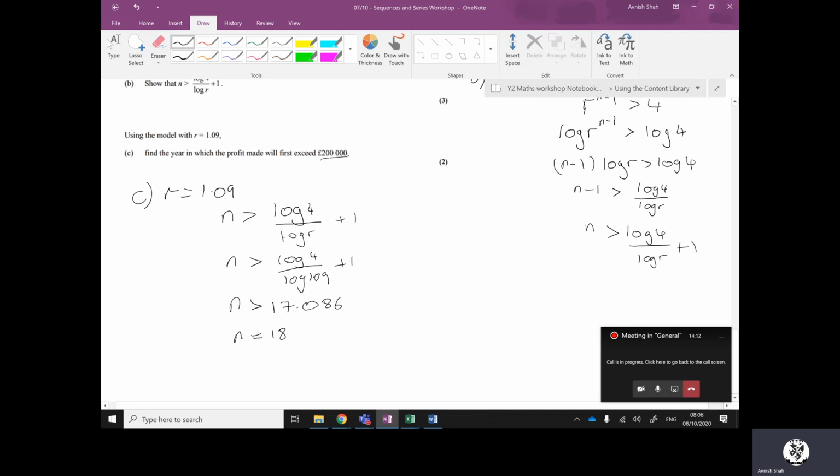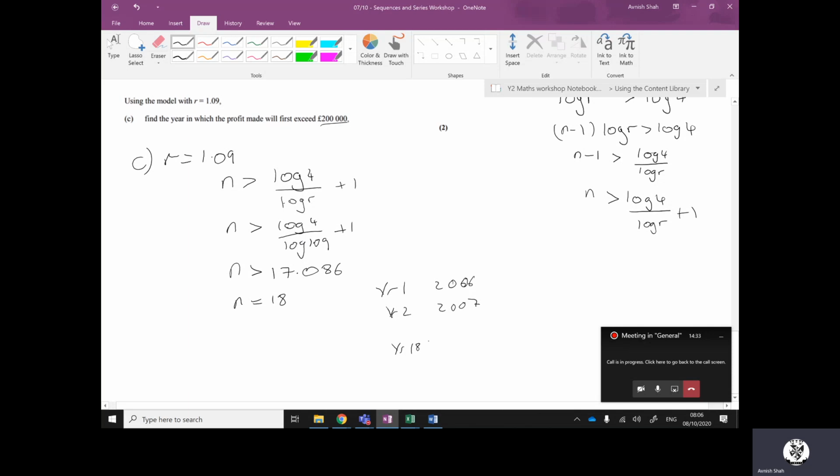Again, it told us to find the year in which this happened. So year 1 was 2006. Year 2 was 2007. So it seems like we're adding 2005 to the number to get what year it is. So year 18, if we add 2005, that will be year 2023. And that's the answer to that.